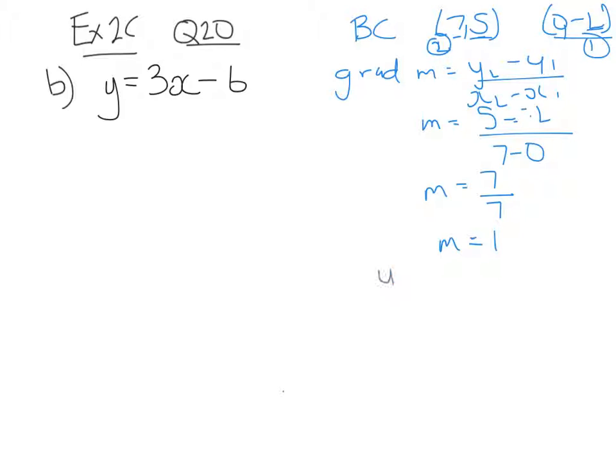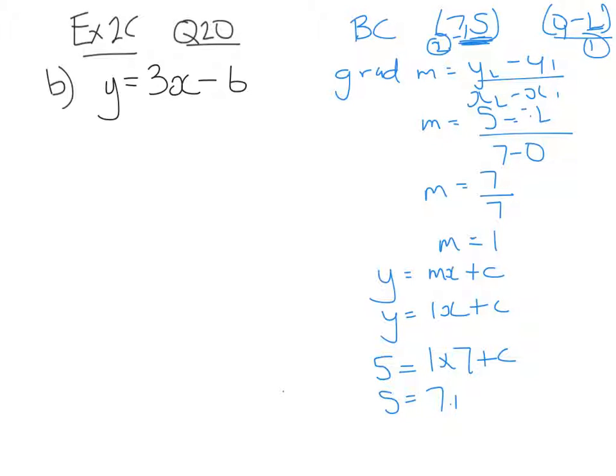Now that means if we have y is equal to mx plus c, where the gradient is 1, and it goes through the point 7, 5, in place of y goes 5, I'm using this point here, and in place of x goes 7. So that would mean 5 is equal to 7 plus c, which would mean c would have to equal negative 2. So the equation for the line that goes through B and C is y equals x minus 2.